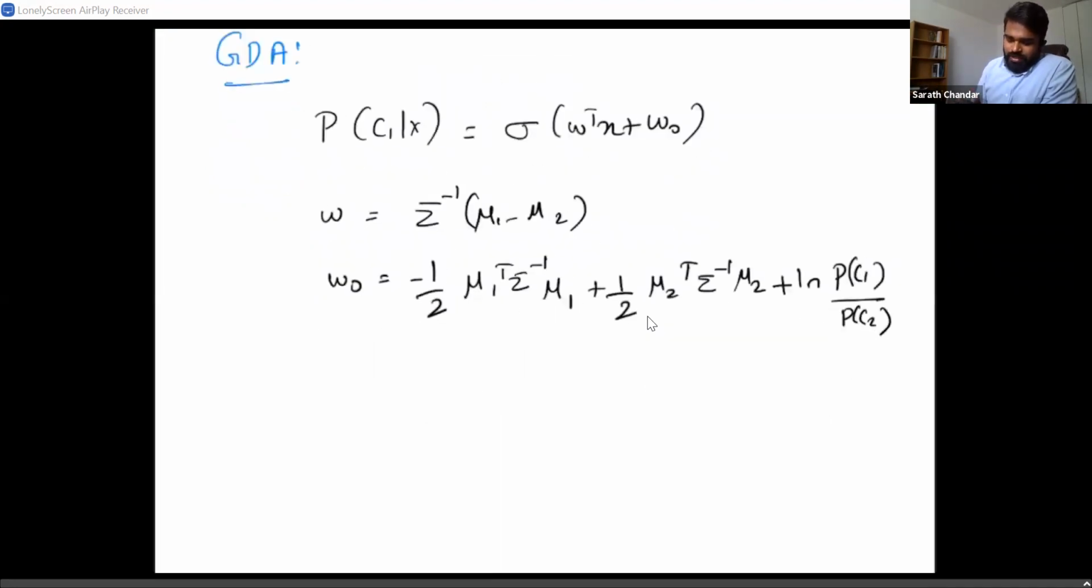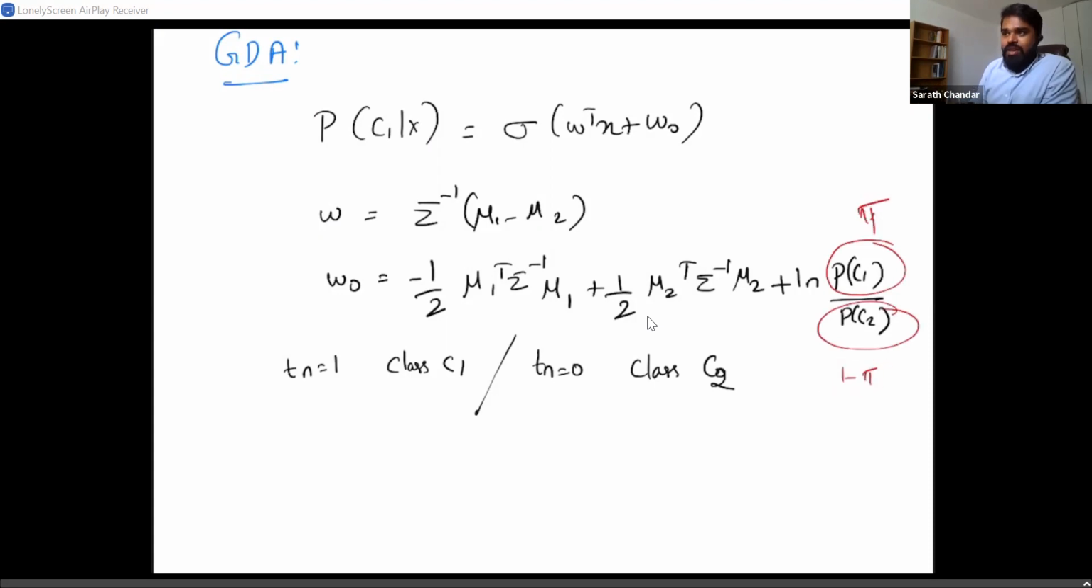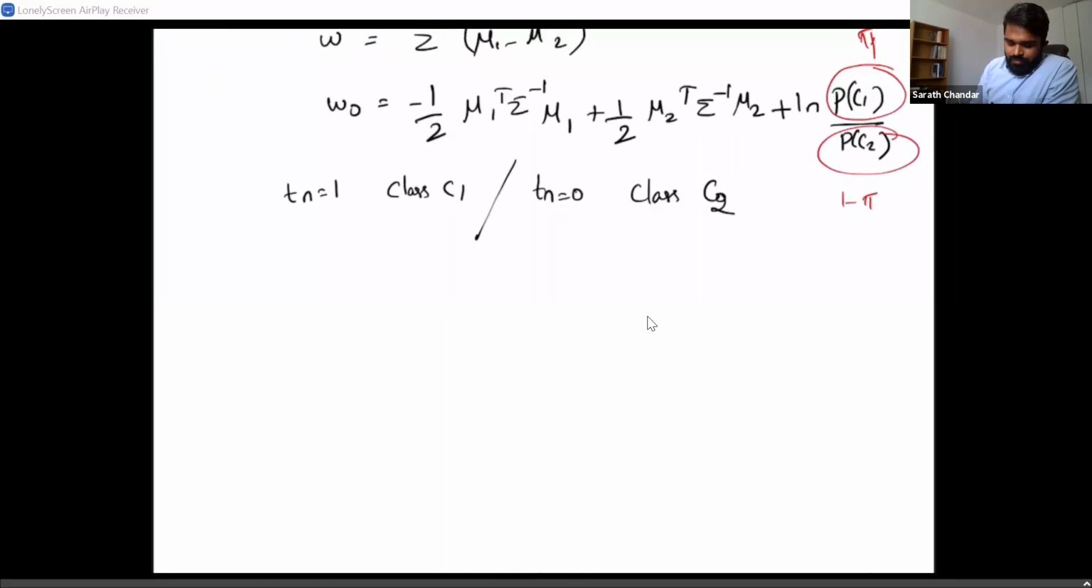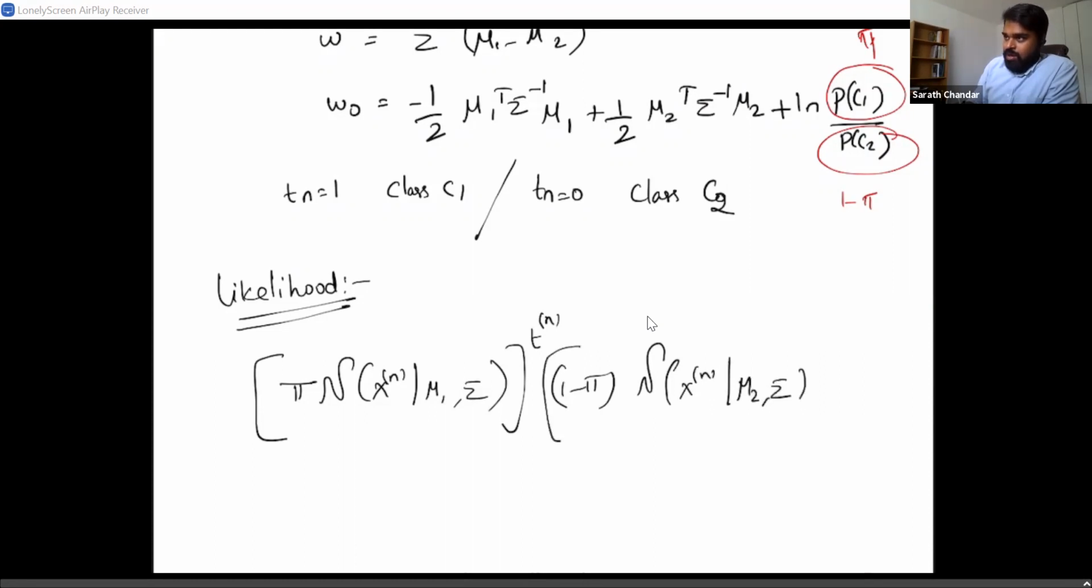We also have the assumption that T of n is equal to 1 for class 1 and T of n is equal to 0 for class 2. We also call this pi, and hence the other becomes 1 minus pi. And we came up with the likelihood term, which is pi times this whole thing to the power Tn, and 1 minus pi times this whole thing to the power 1 minus Tn.